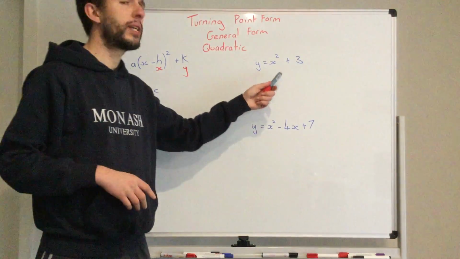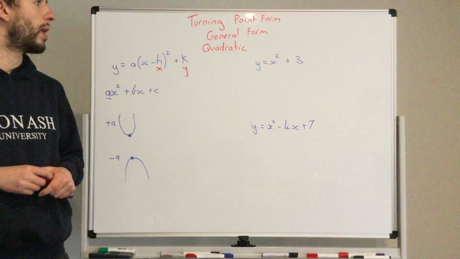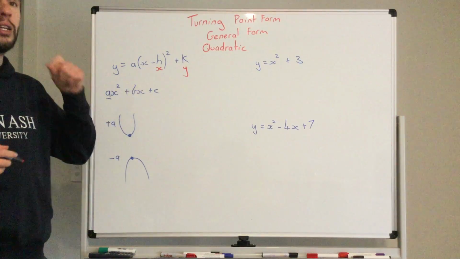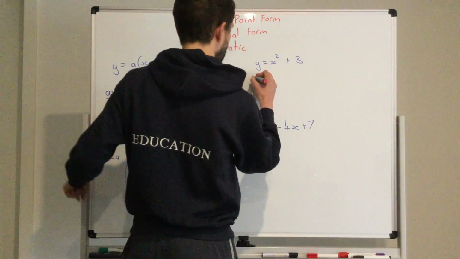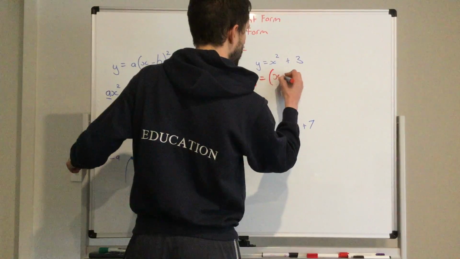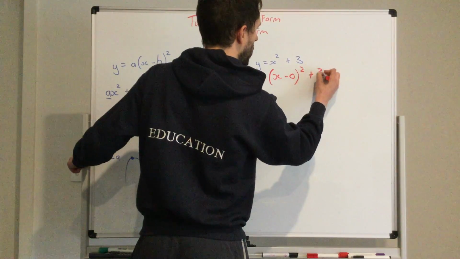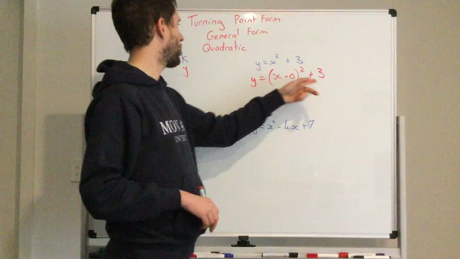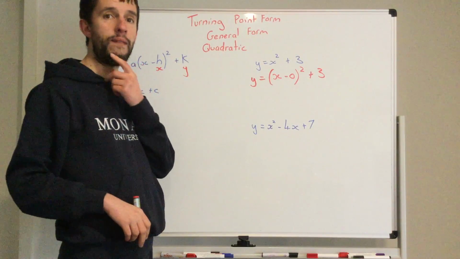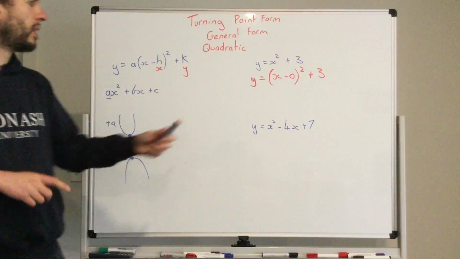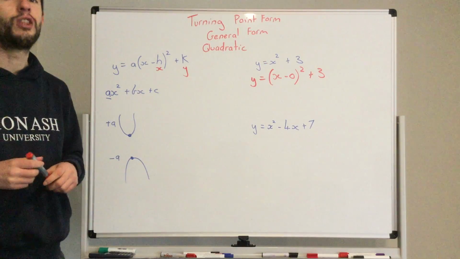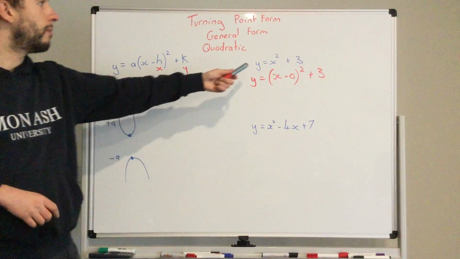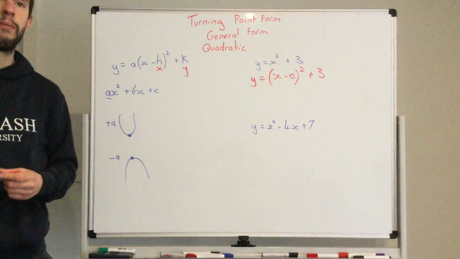So if we're just looking at a simple equation, y equals x squared plus 3, I can straight away put it into this form already because there's no a, so I can already go y equals x take 0 squared plus 3. So straight away I can tell that 3 is going to be the y value of my intercept, and 0 is going to be the x value of my minimum. I know it's a minimum because a is positive.